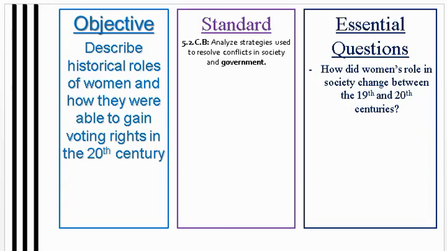So our objective is to describe historical roles of women and how they were able to gain voting rights in the 20th century. So we're going to look at some examples of women who were trying to gain the right to vote as our example for the women's rights movement. And our essential question is, how did women's role in society change between the 19th and 20th centuries? So you'll see through this lesson that in the very beginning, women were perceived or seen as one way in the United States, and as you go through the lesson, you'll see how that changes.